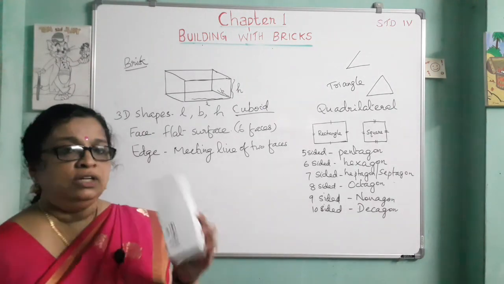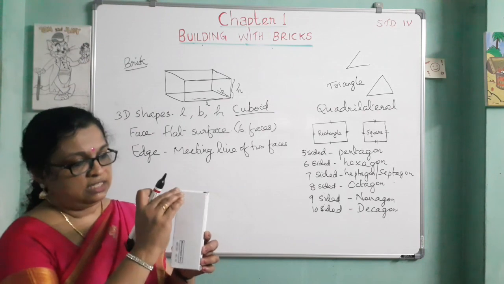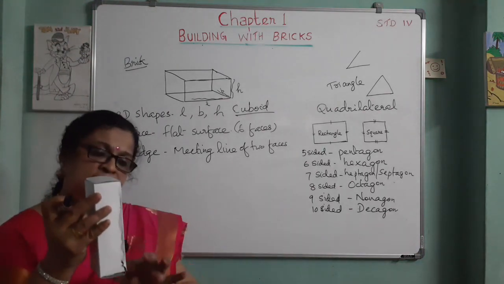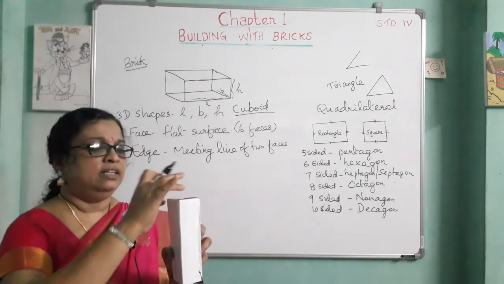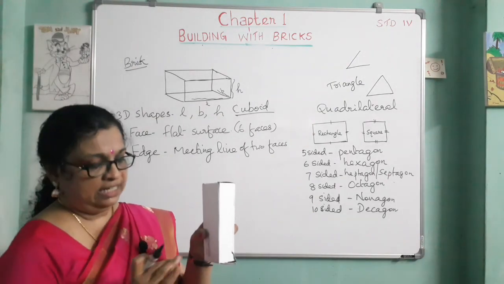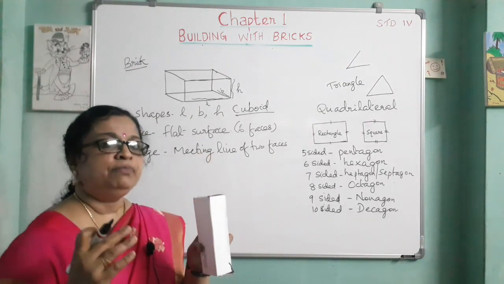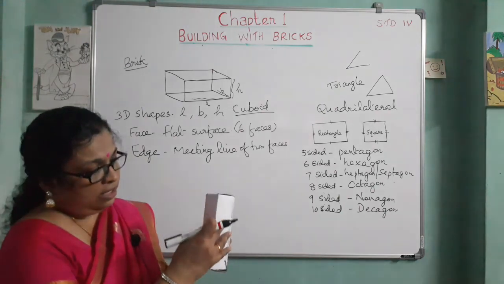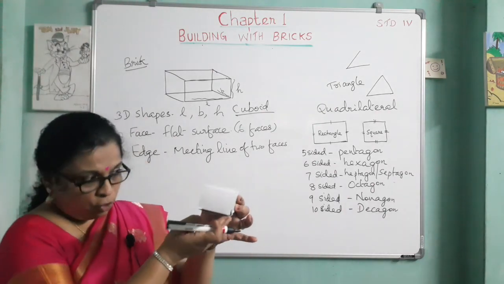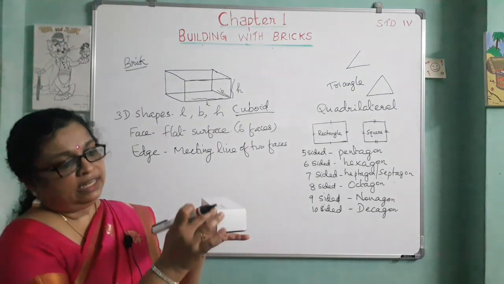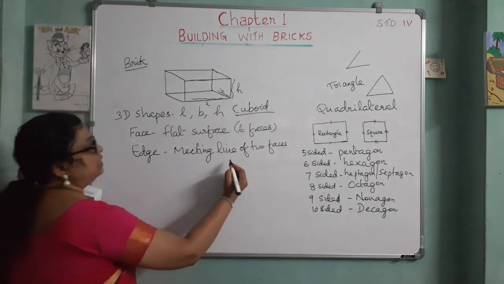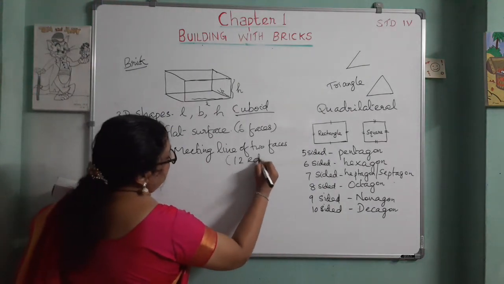So we can count the edges of this cuboid. That is 1, 2, 3, 4, 5, 6, 7, 8. Then 9, 10, 11, 12. So 12 edges. These edges we already counted earlier. So here in the cuboid, top 4, bottom also 4, that is 8. Then 9, 10, 11, 12. So how many edges? 12 edges.